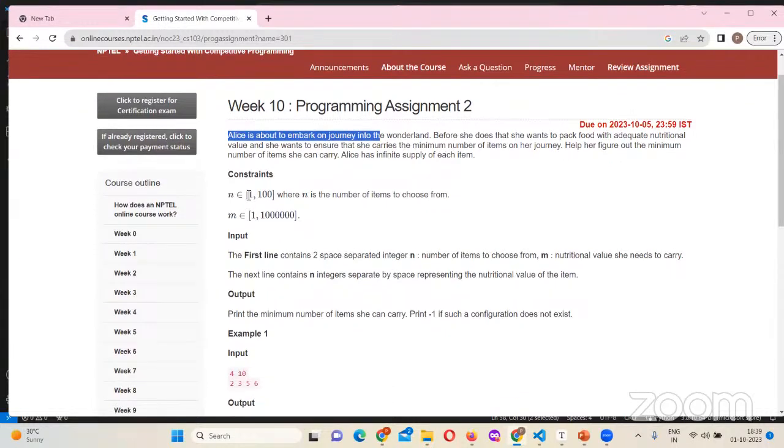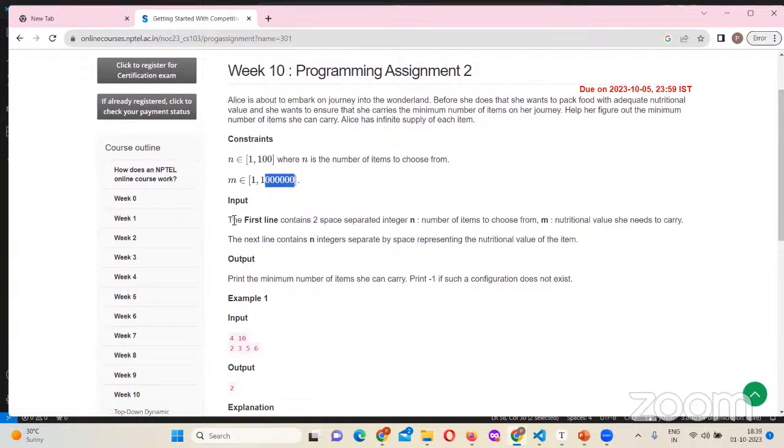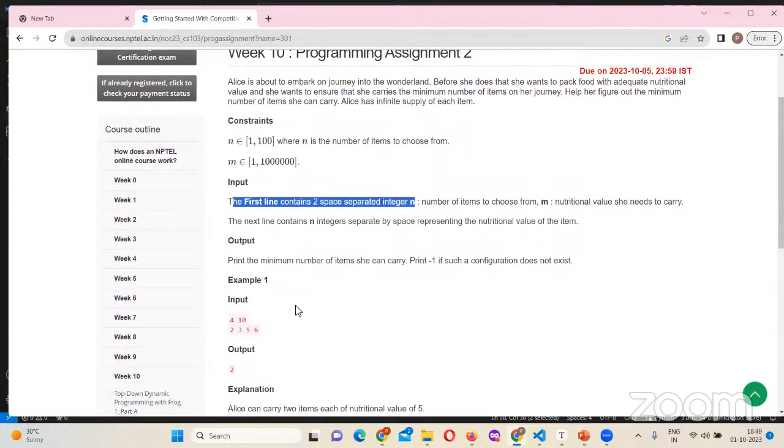The constraint is that the number of items to choose from is at most 100, and the nutritional value she needs to carry is at most 10 raised to power 6. The first line contains 2 space separated integers, n and m, where n is the number of items to choose from and m is the nutrition value she needs to carry. The next line contains the nutritional value of each of those n items that Alice needs to choose from.